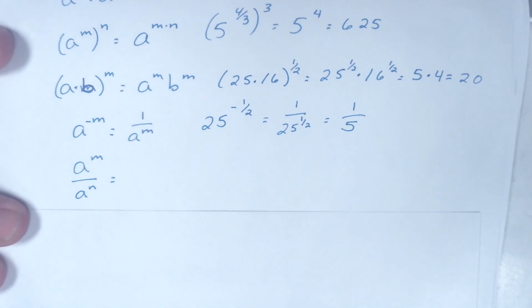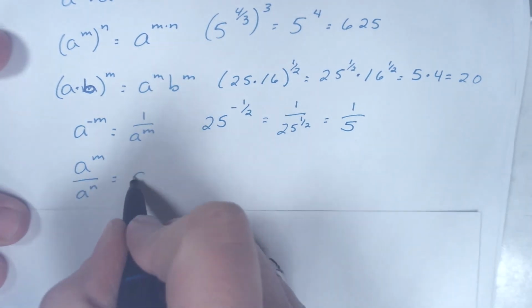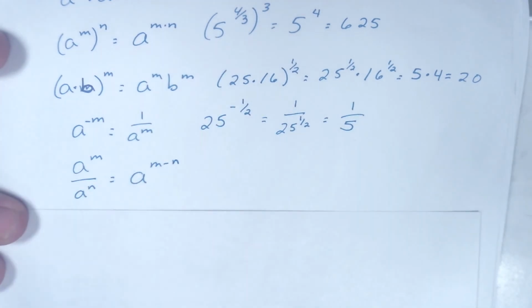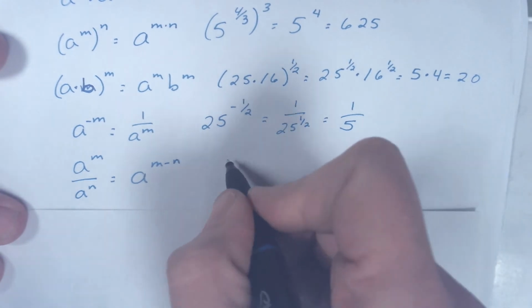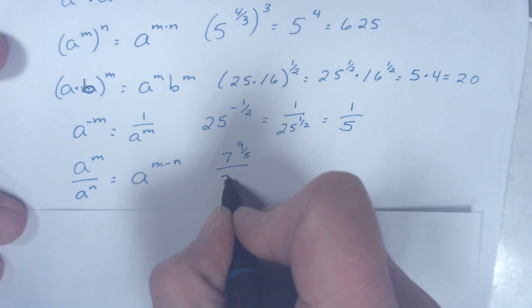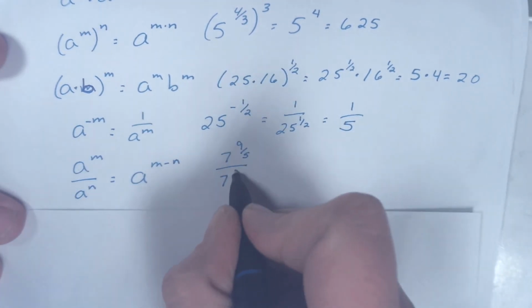Now, the next one, the quotient of powers, if they have the same base, take a to the m divided by a to the n. All you need to do is subtract the exponents. A to the m minus n. Now, here's a very, very exciting example. 7 to the 9/5 divided by 7 to the 4/5.